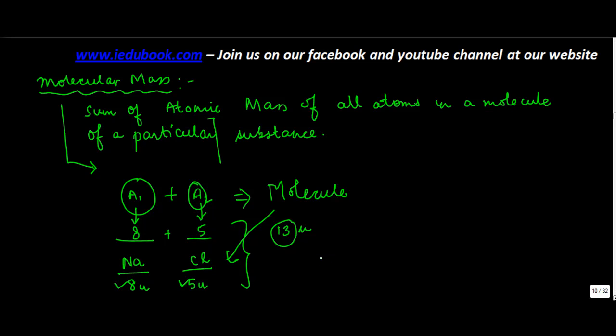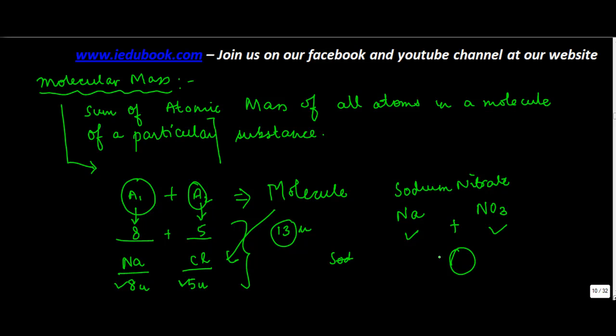Let's take something else. Let's take sodium nitrate. Sodium nitrate basically comprises sodium and nitrate. So again, take the weight of this. Weight, I mean, is the atomic mass. Take the atomic mass of this, add it. You get the molecular mass.